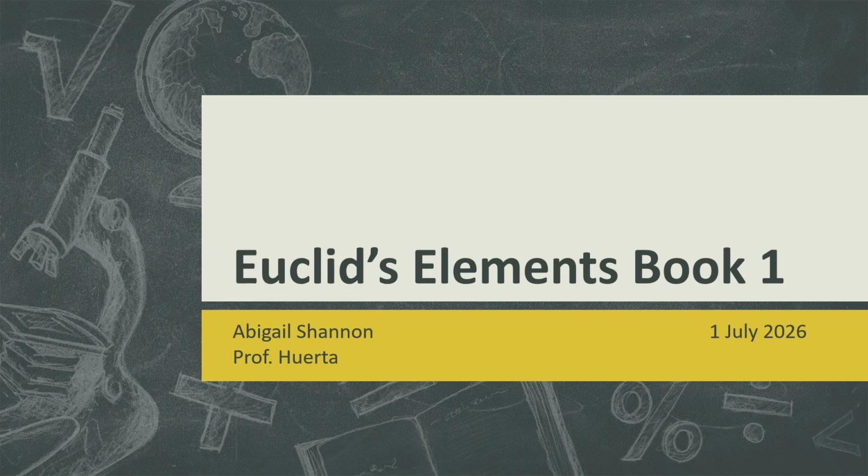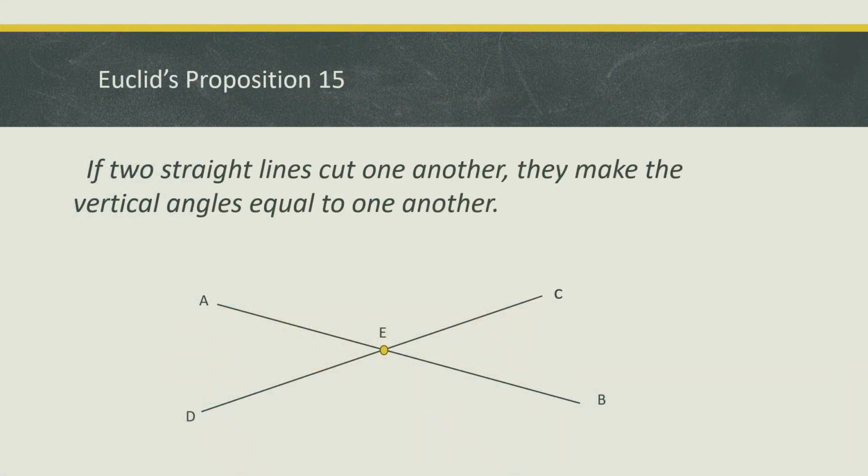Everyone, my name is Abigail Shannon, and today I'll be talking about Euclid's Elements, Book 1. More specifically, Proposition 15, which states if two straight lines cut one another, they make vertical angles equal to one another. So what he is saying is this angle and this angle are equal to each other, and then these two angles are also equal to one another.